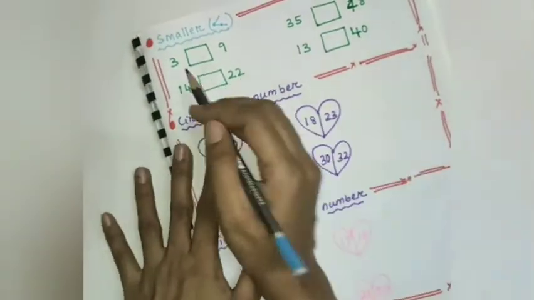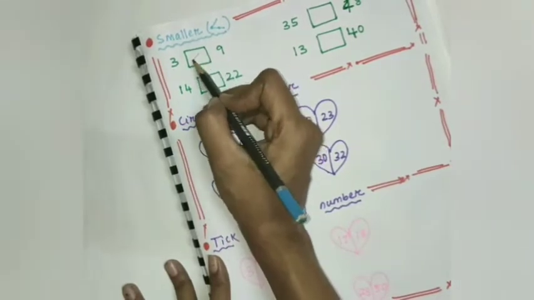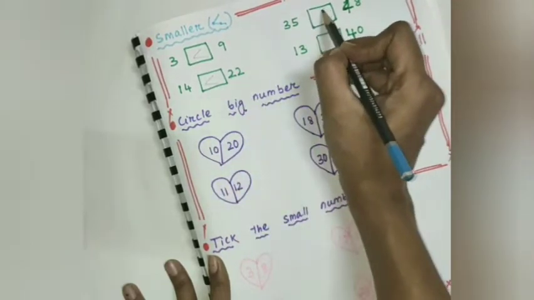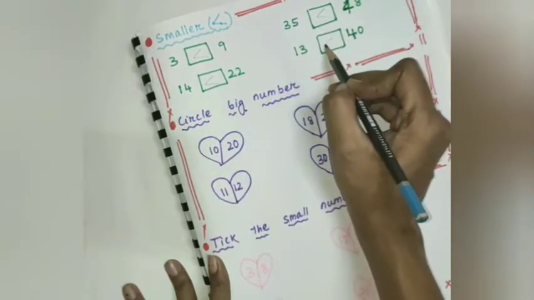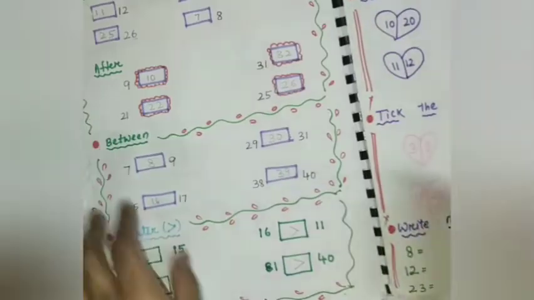Okay, here smaller number. Okay, 3 comes first, so this one is small. Then 9, so less than 9. Then 35 is smaller than 40. 13 is smaller than 40, so we'll use the smaller than sign.